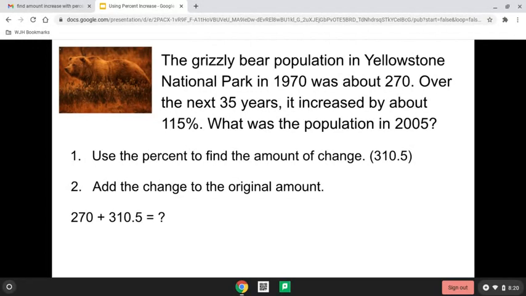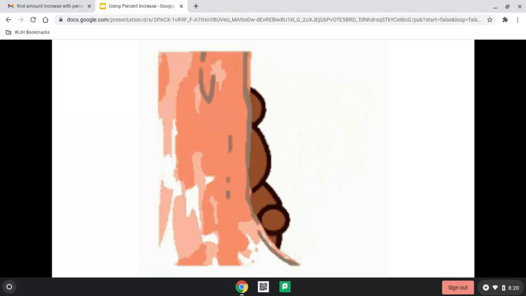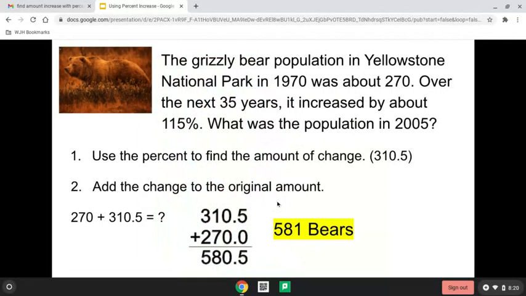And again, if you struggle with the operation of addition here, you should check out the video on that. We end up with an answer of 580.5. But there is one issue with that. Can you actually have a half of a bear? Well, don't you worry, we're not going to do anything cruel. We're just going to round up to 581 because it's 0.5.